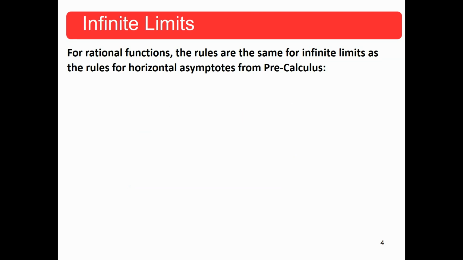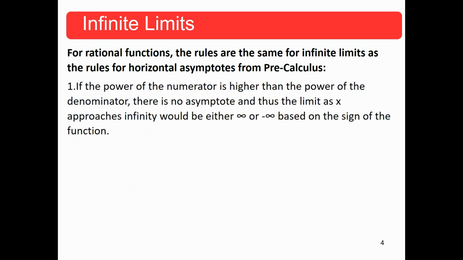So for rational functions, the rules for infinite limits are the same as the rules for horizontal asymptotes from pre-cal because, well, they're the exact same thing. First thing is, if the power of the numerator is higher than the power of the denominator, there's no asymptote. What this means is that as x approaches infinity, we're getting either positive infinity or negative infinity based on whatever the sign is. If we're not approaching some number, we must be going up unbounded or going down unbounded, right? One of the two.